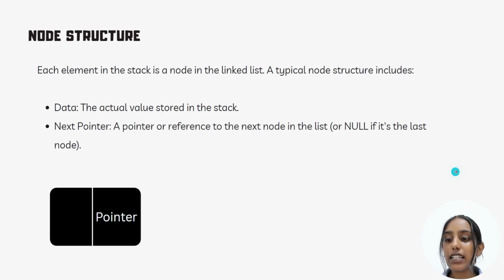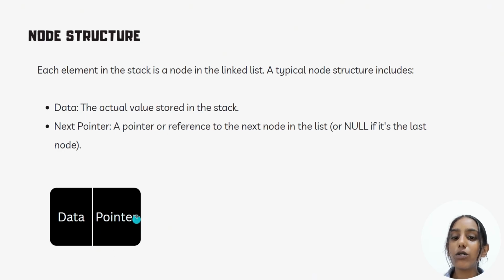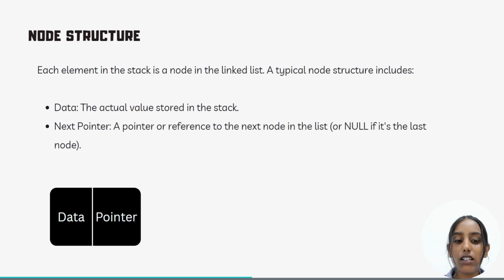A linked list has two parts in the node structure. One is data and the other is the pointer. The data is the actual value that is stored in the stack, and the pointer is a pointer to the next node in the list. Or if it's the last node in the list, it would point to null.